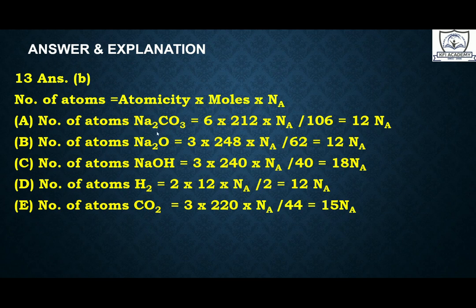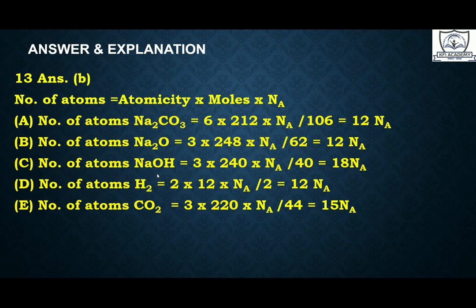Number of atoms of sodium carbonate: there are 6 atoms, into given mass 212 into Avogadro number, and molar mass of Na2CO3 is 106. So total number of atoms is 12 into Avogadro number. The number of atoms of Na2O, how can you calculate? The total number of atoms is 3. Given mass is 248 divided by molecular mass 62, that is equal to 12 NA.